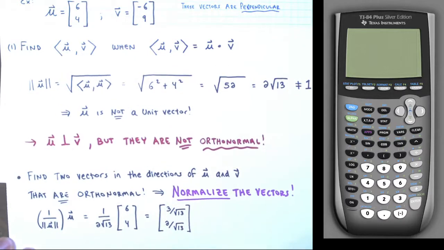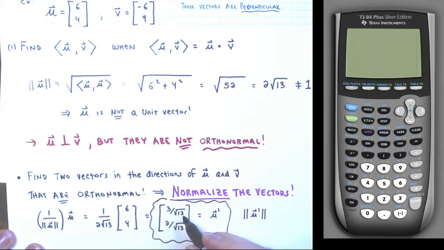And there you go, right? Maybe I'll call this u prime or something. Vector u prime is a vector in the same direction as u, but the norm of this new vector with the components 3 over the square root of 13 and 2 over the square root of 13, the norm of that vector is 1.